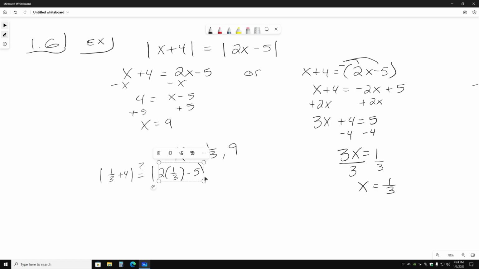Oh, sorry, I clicked the wrong button there. That is an absolute value symbol.